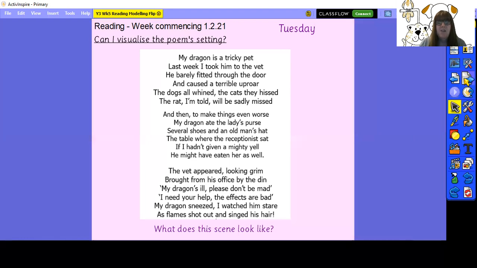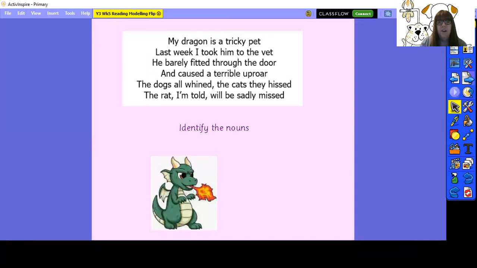So we're going to do that today with the poem, and we're going to decide what we think the scene, the setting, looks like from the hints in the text. Let's look at the first verse. My dragon is a tricky pet. Last week I took him to the vet. He barely fitted through the door and caused a terrible uproar. The dogs all whined, the cats they hissed, the rat, I'm told, will be sadly missed.